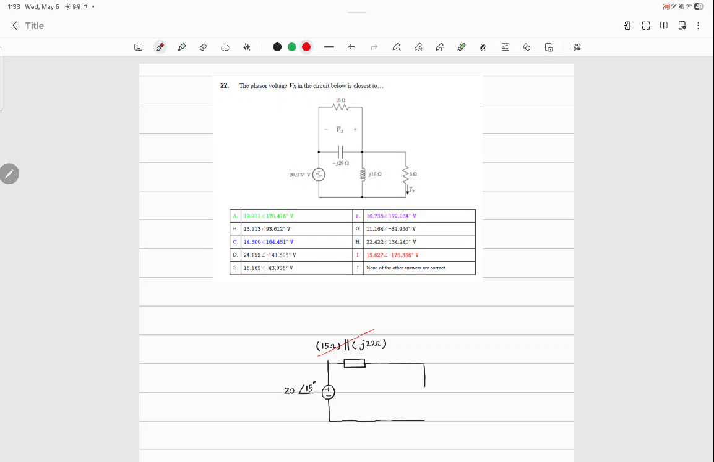Yes. 13.1, whatever, it doesn't matter. 13.32, angle negative 27.35 ohms. That is this guy, and Vx is here. Now, give me the parallel of the inductor and the resistor. J16 ohms in parallel with 5 ohms. What is the value of that?